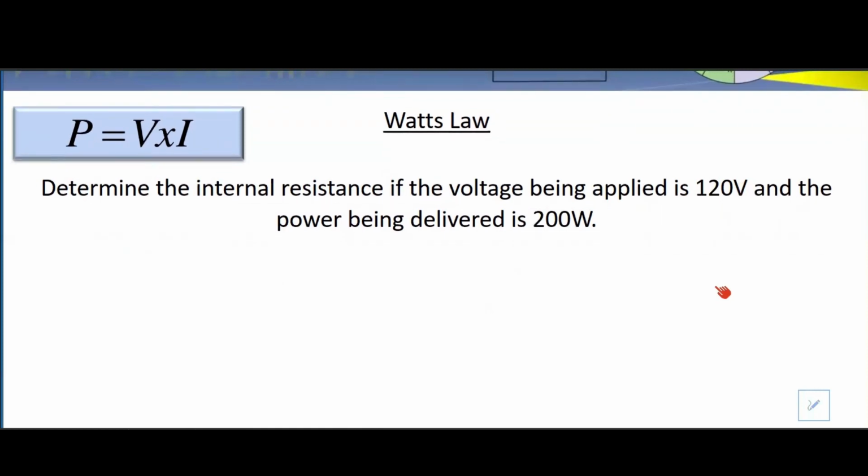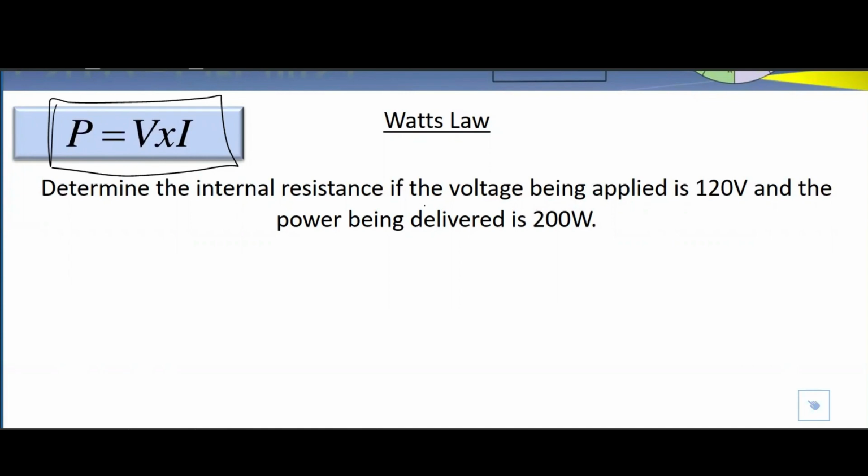All right, so let's move on to Watt's law. Like I stated before, this is another foundational formula that you need to remember: P equals V times I. All right, so this one says: determine the internal resistance if the voltage being applied is 120 volts and the power being delivered is 200 watts.